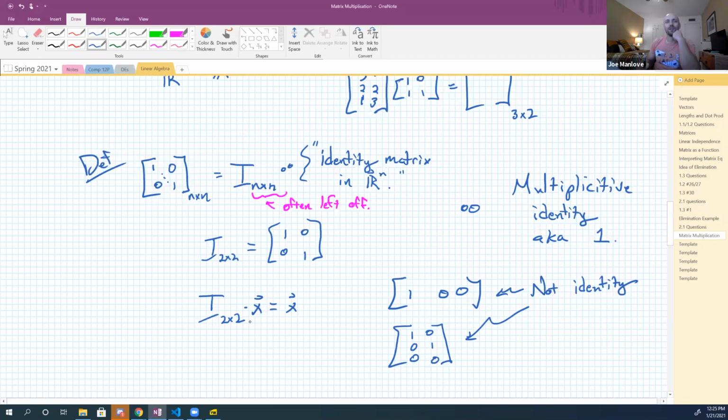So the reason I want it to be square is that this should take an n, in this case 2, right? But in general, whatever vector, and it should leave it alone. That means it can't change its size. That's not leaving it alone. You guys see that? Those matrices are interesting. They're just not the identity.